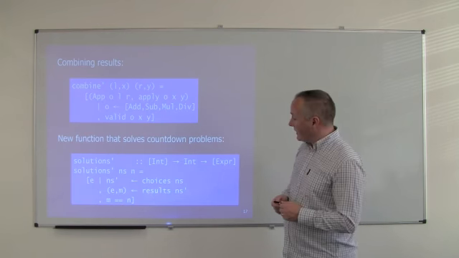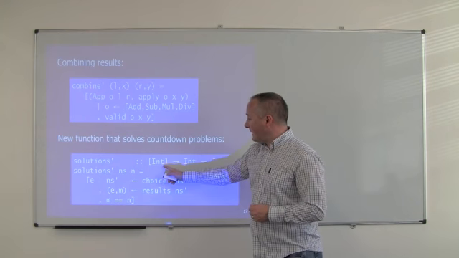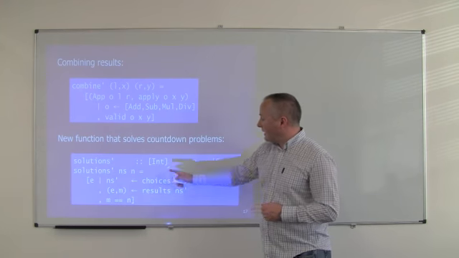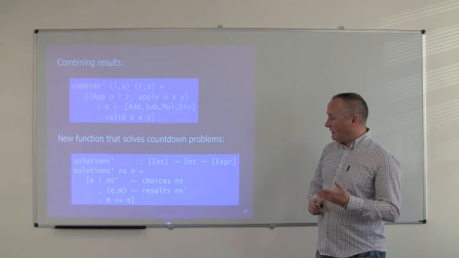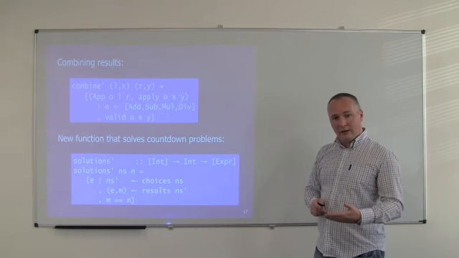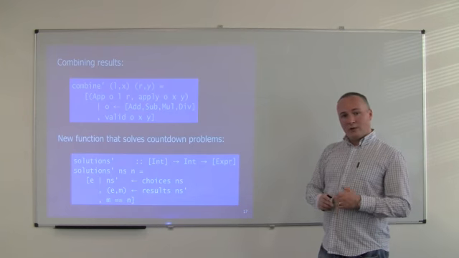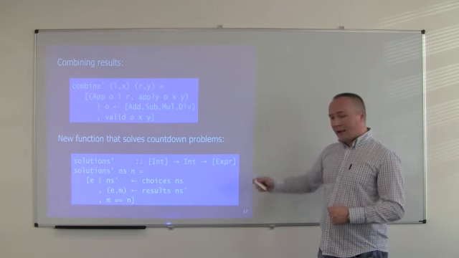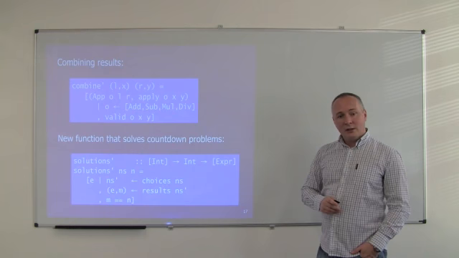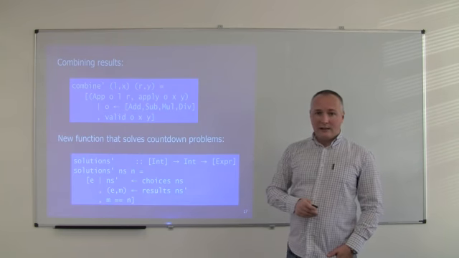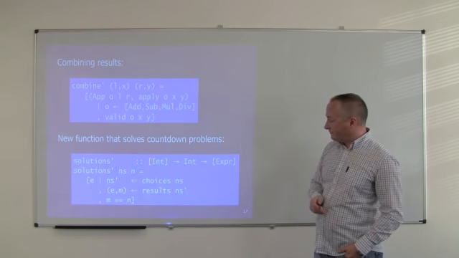So how do we package this up together? Well, we define a new function called solutions prime. It has the same type as before. It takes a list of numbers, which we're given, 6 numbers. It takes a single target number, which we're trying to reach, and it will give us back all possible expressions which solve this particular instance of the countdown problem.